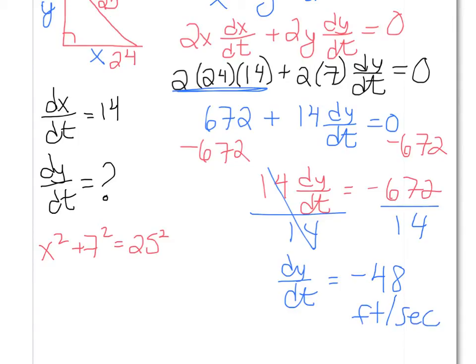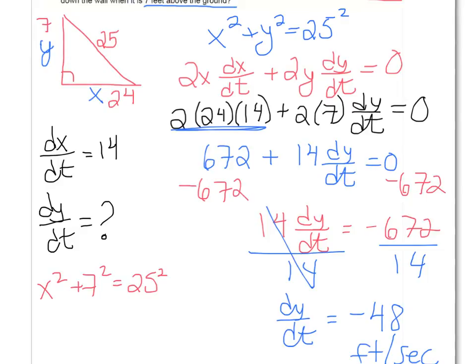So the negative value is just telling me that it's going down. It's going in the opposite direction. So because I considered the bottom to be moving in a positive direction to the right, the y is moving down, which is the negative value as an answer.